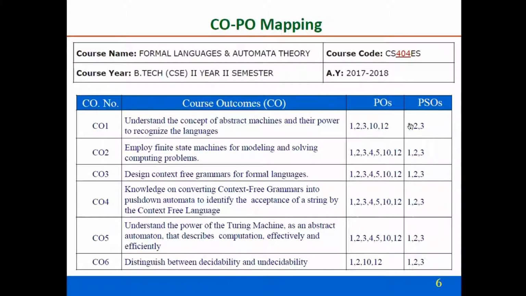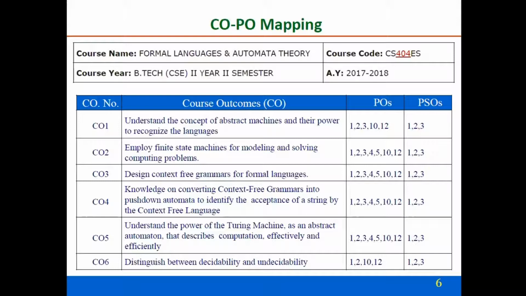Coming to program specific outcomes, what is the first one? Fundamentals of mathematical concepts. Anyway, mathematical knowledge is required, so this is related to PSO1. Then PSO2 also, which is related to computer science. So fundamentals of computation are required: abstract machines and their power to recognize languages with computation only.